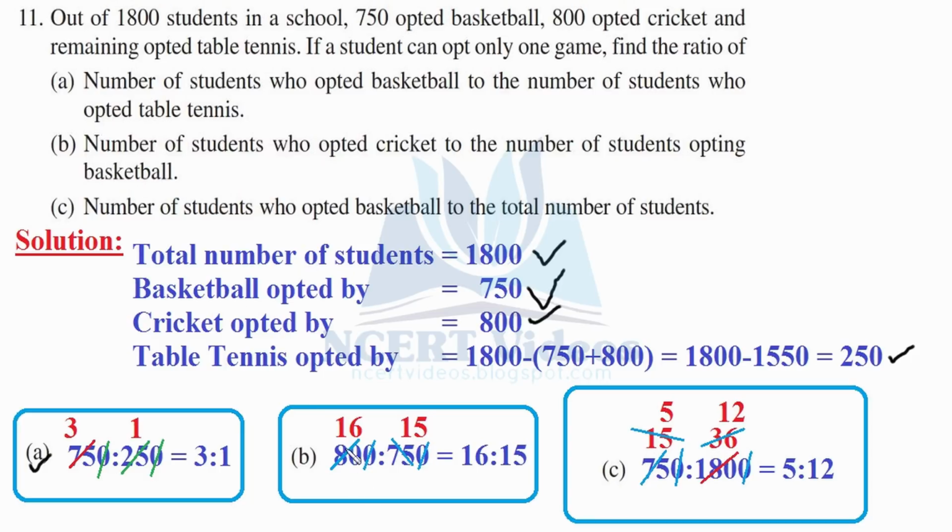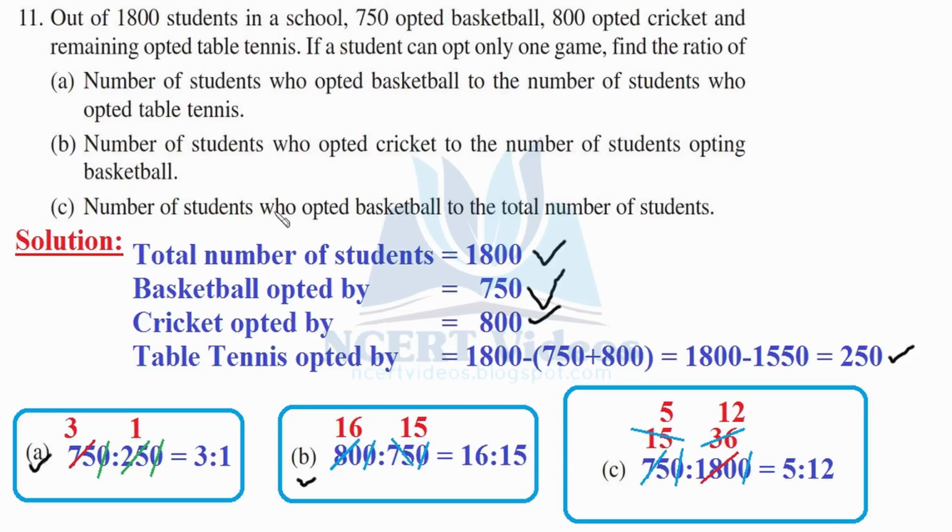So cricket is loved by 800. Therefore we write 800. And basketball is 750. Again 0 cancel out. Dividing by 5. 5 ones are 5. 5 6s are 30. Alright. Now 5 again. 5 ones are 5. 2 is remainder, 25, so 5 5s are 25, gives you 16 is to 15 is your required ratio.